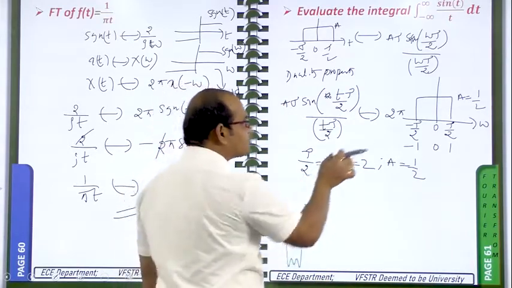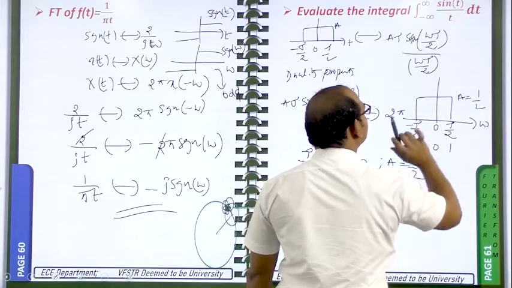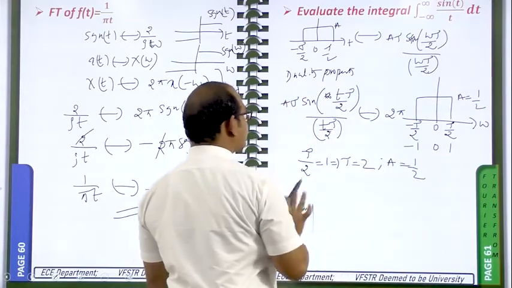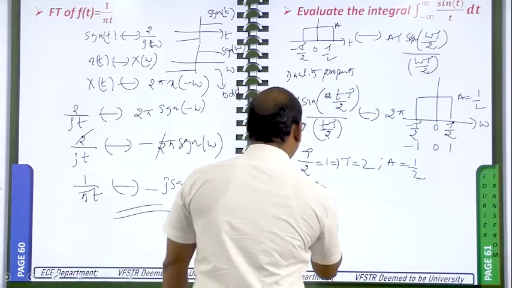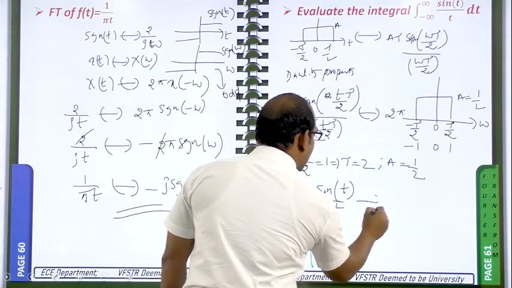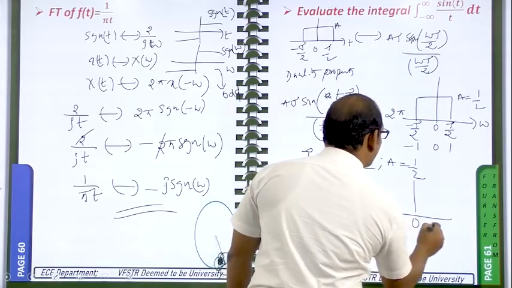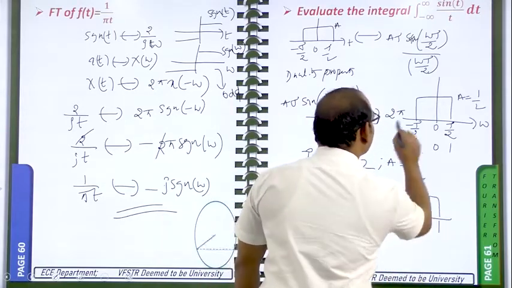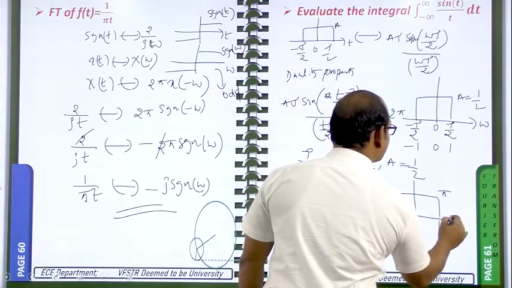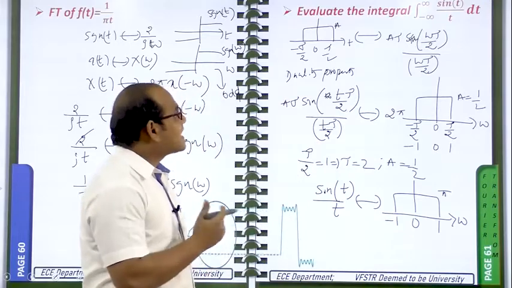Okay. And this 2 pi is also multiplied with 1 by 2. That means pi is the amplitude here. Orally we will get pi as the amplitude. Now I am writing here: sin t by t has the Fourier transform from minus 1 to 1 with amplitude pi, and here omega is there. This is the thing.